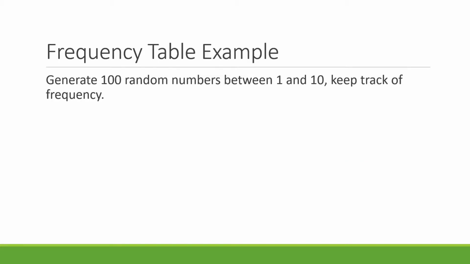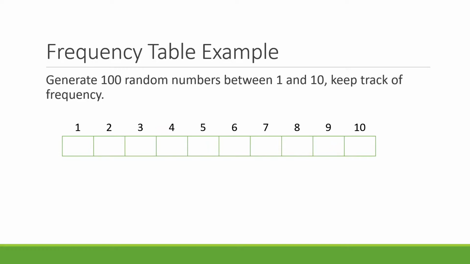So let's create a frequency table that keeps track of the frequency of random numbers from 1 to 10. First, we'll generate 100 random numbers from 1 to 10, and then we'll keep track of how many 1s we generate, how many 2s we generate, how many 3s, etc., all the way down to how many 10s we generate, and then we'll display the contents of our frequency table. So how will the logic work for this program? Well, if we did this manually, we'd set up some boxes or some lines on a piece of paper where we could keep track of how many of each number we get.